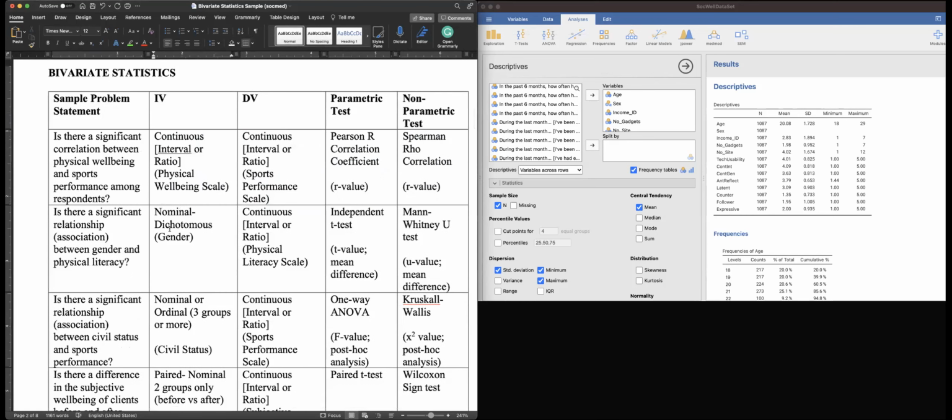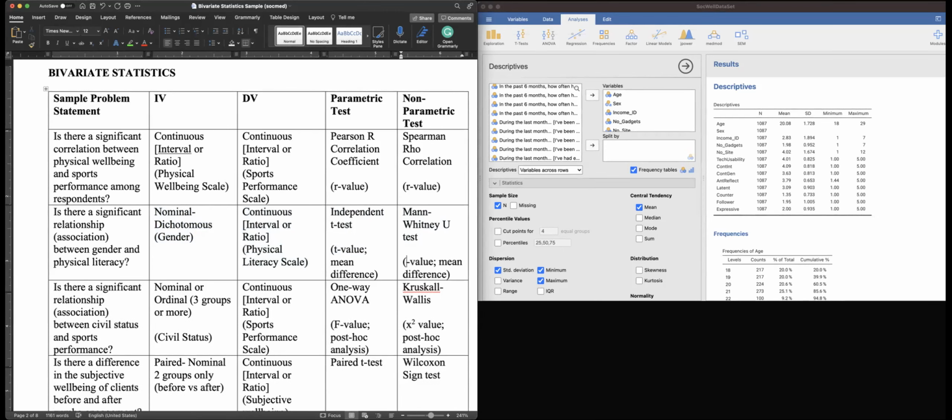If your IV is nominal and dichotomous, and when we say dichotomous, the levels are only two, like for example, gender or sex assigned at birth, male versus female, and your dependent variable is continuous, then for parametric use an independent t-test, and for non-parametric, you use the Mann-Whitney U test. For the independent t-test, you will be getting the t-value, and you can also look at mean differences to see which of the categories has a higher mean or a lower mean if the p-value is less than 0.05. And for the Mann-Whitney U test, we of course get the U value.